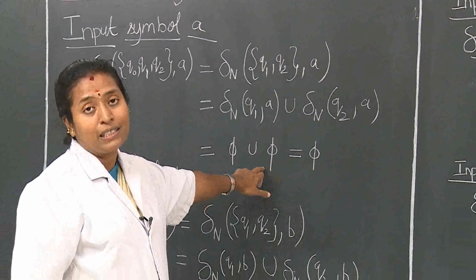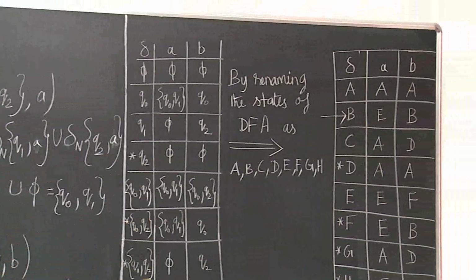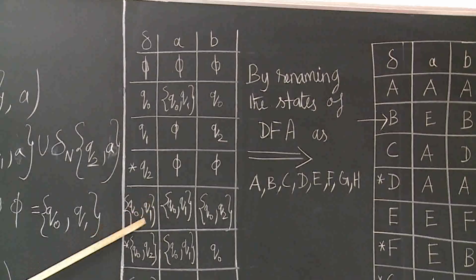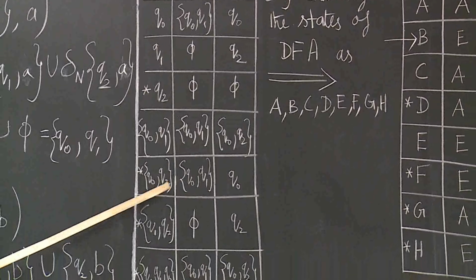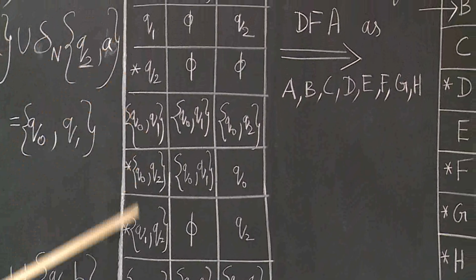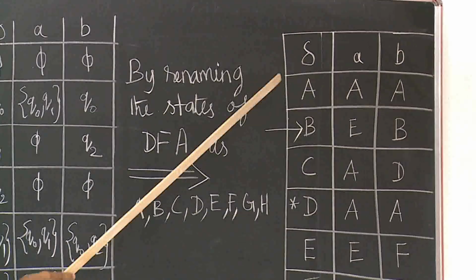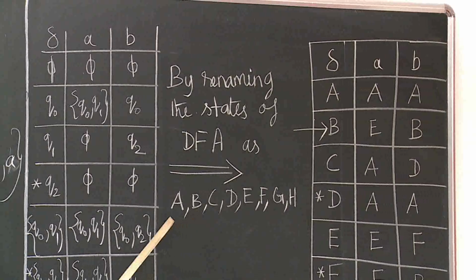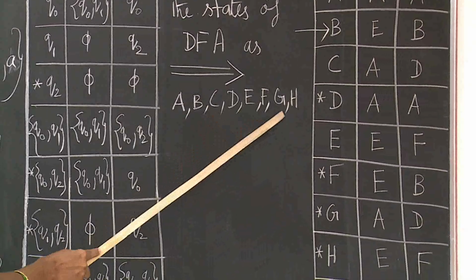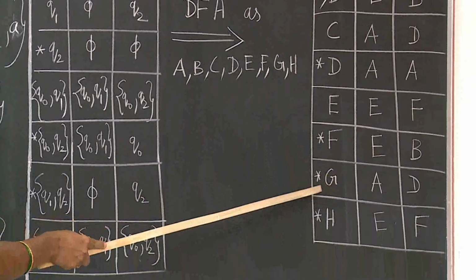Now we can see the transition table of the DFA. Here this is the already given NFA transition table. The states are phi, Q0, Q1, Q2, {Q0, Q1}, {Q0, Q2}, {Q1, Q2}, {Q0, Q1, Q2}. These states are named as A, B, C, D, E, F, G, H. So the equivalent DFA table is with the replacement of the states phi, Q0, Q1, up to Q2 as A, B, C, D, E, F, G, H. You can see here, this will be the start state. The stars are the accepting or final states.